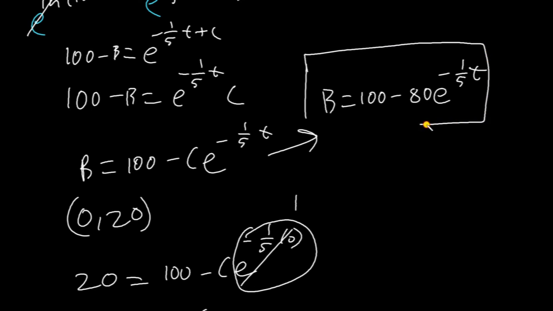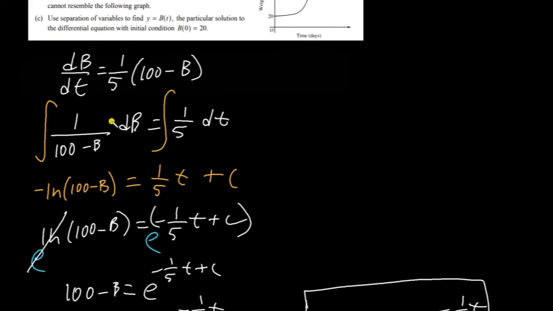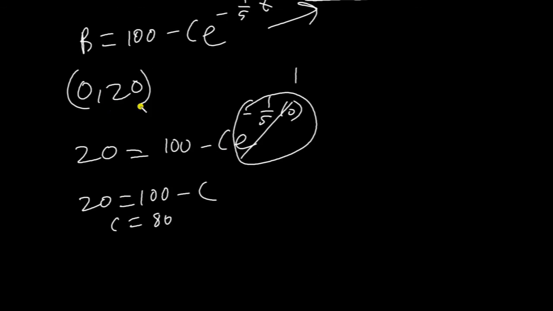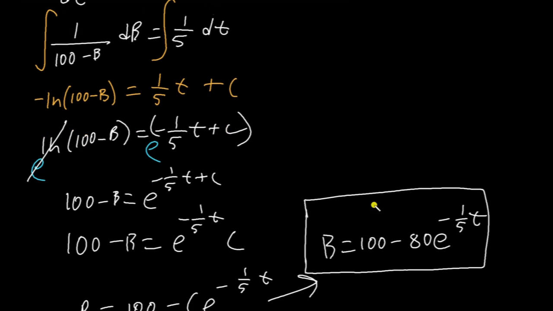And with that, the problem is solved. And like I said, this one was 5 points. You get 1 point for separating the variables, 1 point for correctly integrating, 1 point for including a plus c, 1 point for using the initial condition, and 1 point for the correct final answer. All right? That concludes question number 5.